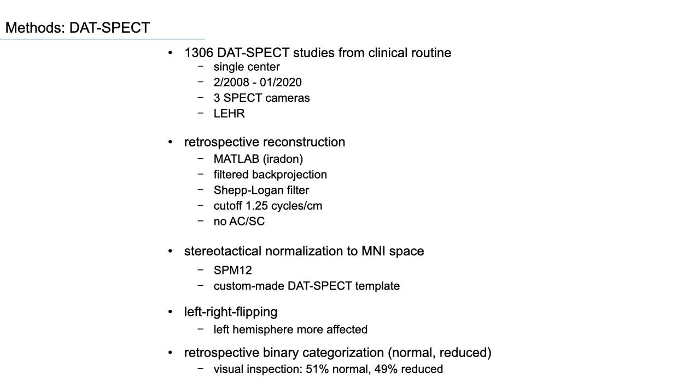The retrospective study included a total of 1,306 DAT SPECT from clinical routine. About half of these DAT SPECT showed reduced striatal tracer uptake according to the retrospective visual inspection. The other half showed normal tracer uptake. For the analysis presented here, SPECT images were left-right flipped such that the striatal tracer uptake was lower in the left hemisphere in all cases.